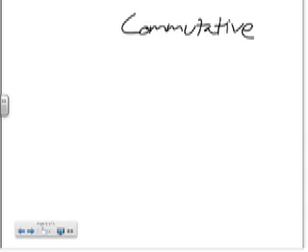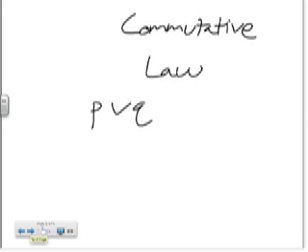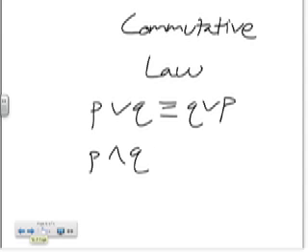The fifth law is known as the commutative law. This law states that P or Q is equivalent to Q or P, and similarly P and Q is equivalent to Q and P.